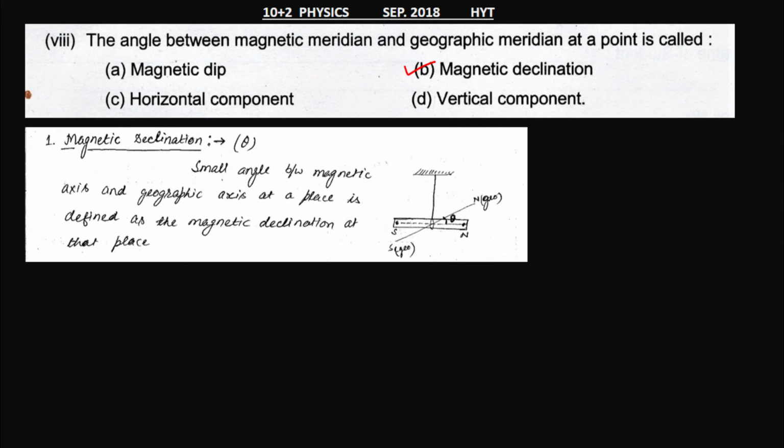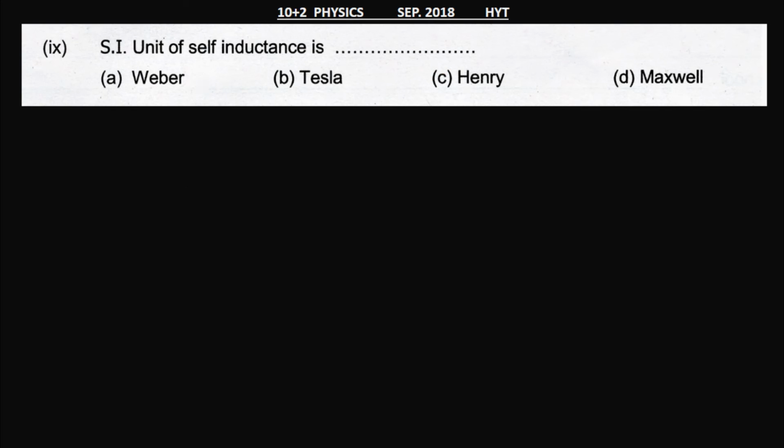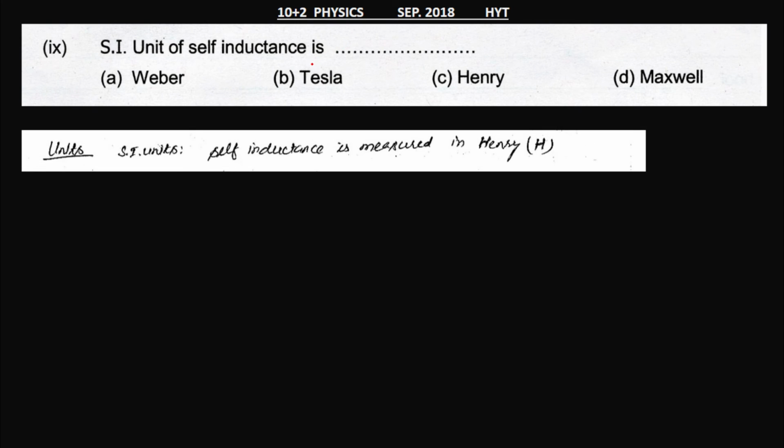Now moving to the next question, that is question number 9. It says that the SI unit of self inductance is, we know that the SI unit for self inductance is Henry, and here is Henry, and this is option C. So for the 9th question, C is the right option.